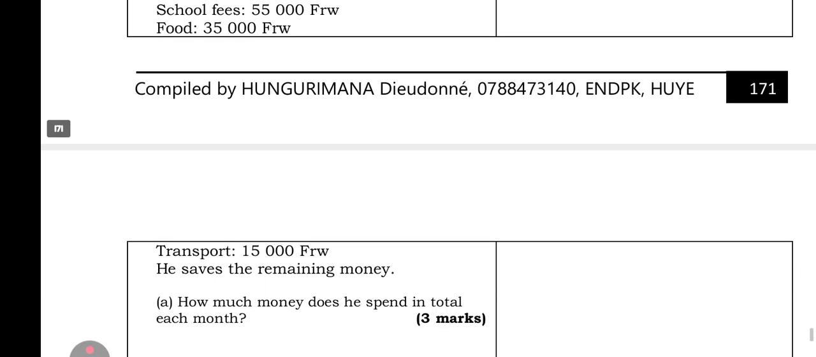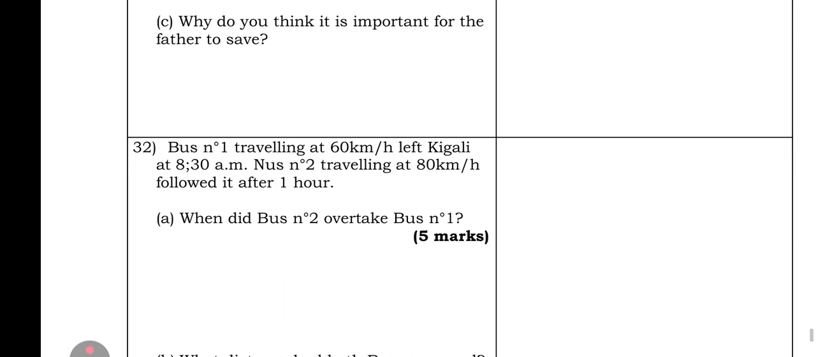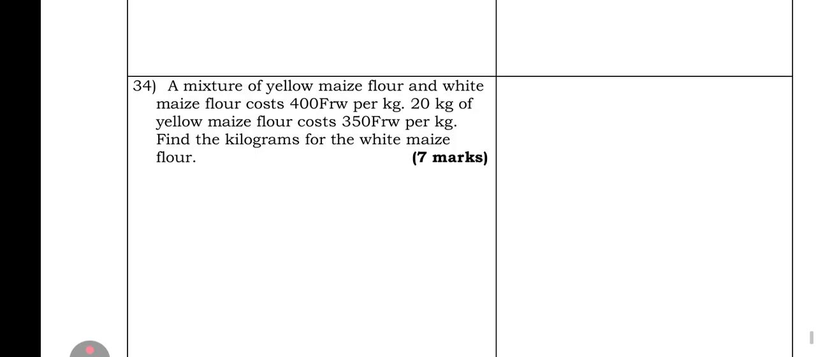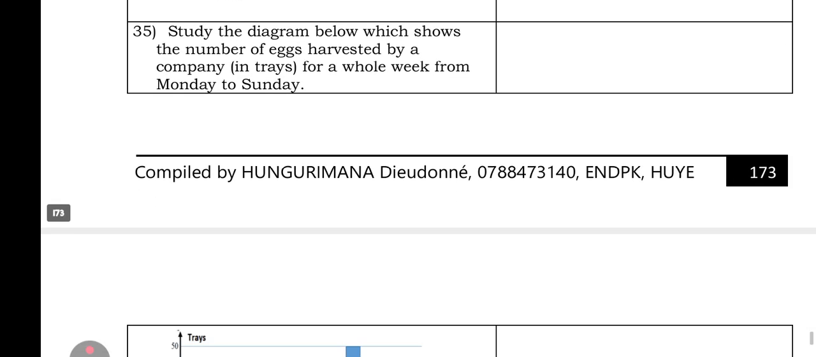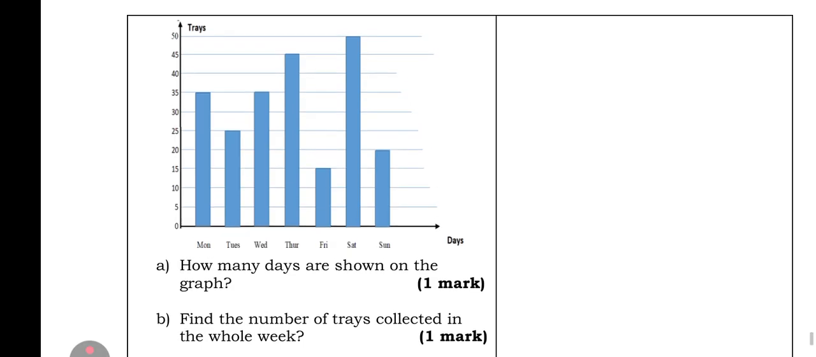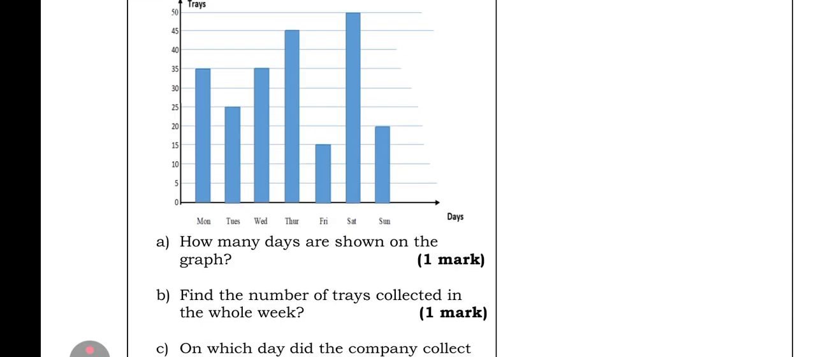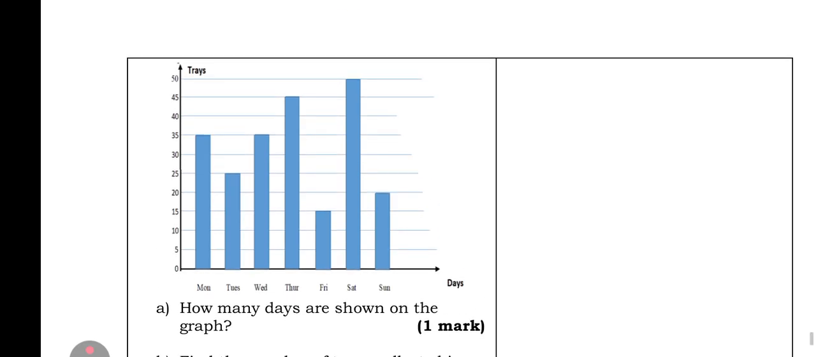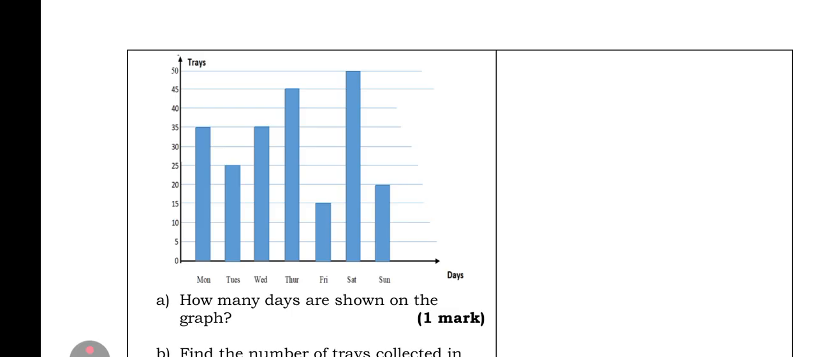So this is all about the questions on your question paper, and you have to read through it clearly so that it can help you answer as much as possible. This is a statistics question with a bar graph, and you are asked questions like how many days are shown on the graph. You see that it is Monday, Tuesday, Wednesday, Thursday, Friday, Saturday, Sunday. The number of days is 7.